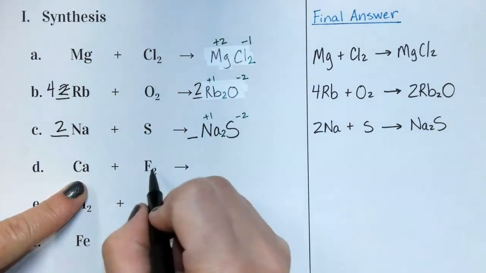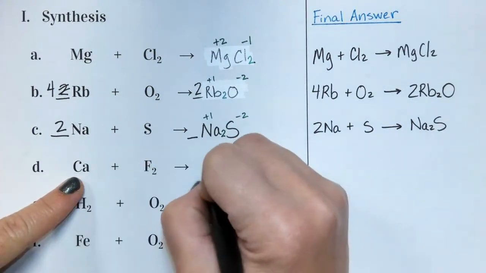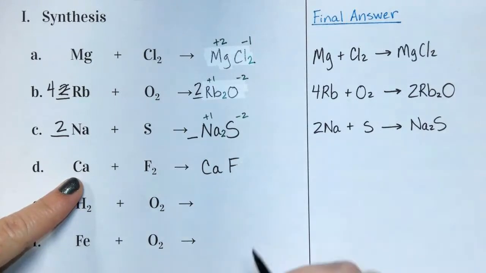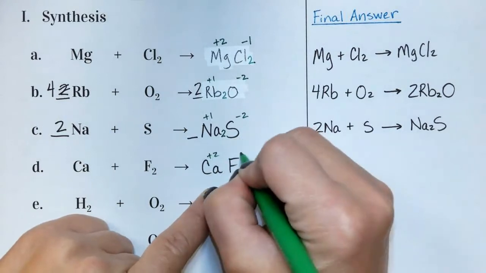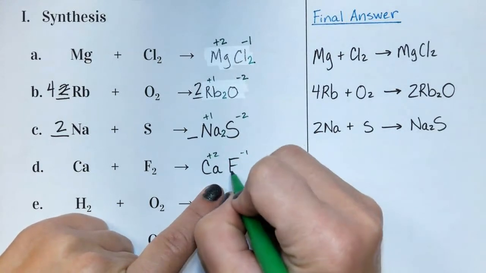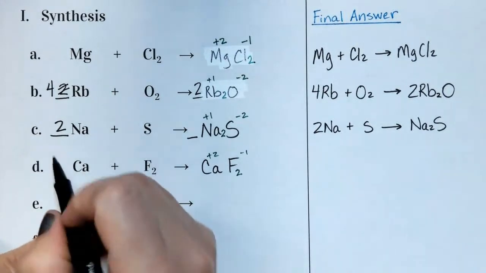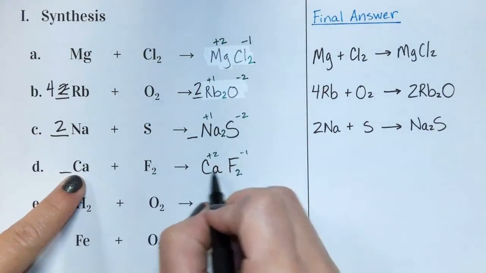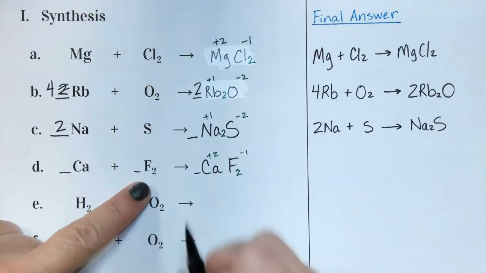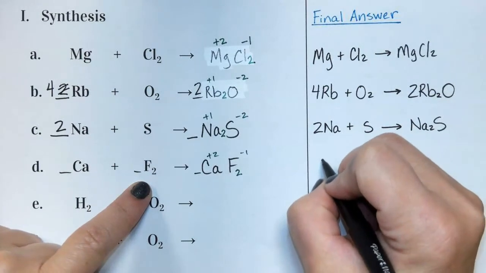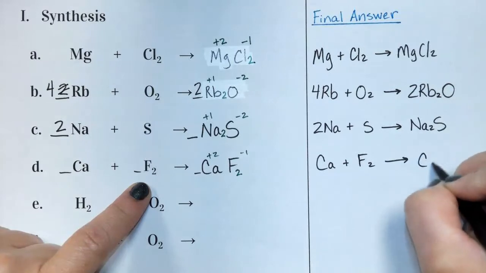Next is calcium plus fluorine. Remember, do not carry subscripts over to the right. I'm just going to write calcium and fluoride. Now, to get the subscripts, we balance the charges. +2, -1. That's going to give me subscripts of 1 and 2. And now when I balance the coefficients, we have 1 calcium, 2 fluorines, 2 fluorines. So this is already balanced. Final answer is 1 calcium plus 1 fluorine yields calcium fluoride.